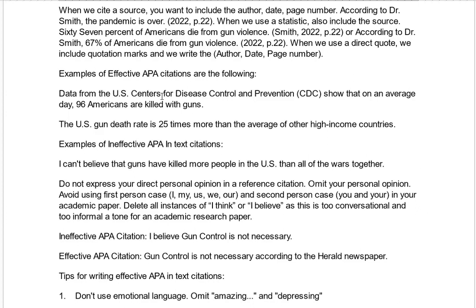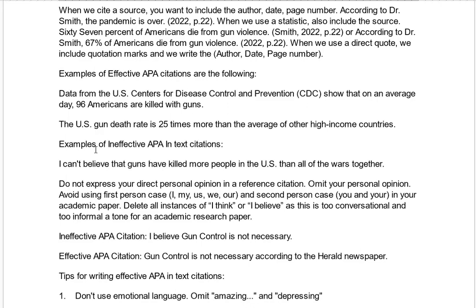And so examples of effective APA citations are data from the U.S. Center for Disease Control, CDC, show that on an average day, 98 Americans are killed with guns. Another effective APA, the U.S. gun death is 25 times more than the average of other high-income countries. So here you have a lot of numbers. So whenever you use numbers, you have to put in your author, date, and page number. So these are examples of effective APA in-text citation.